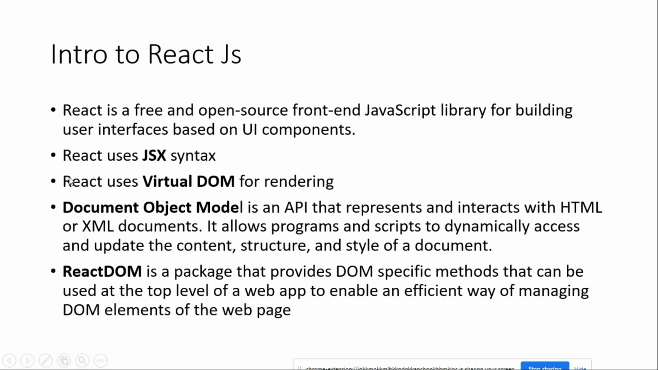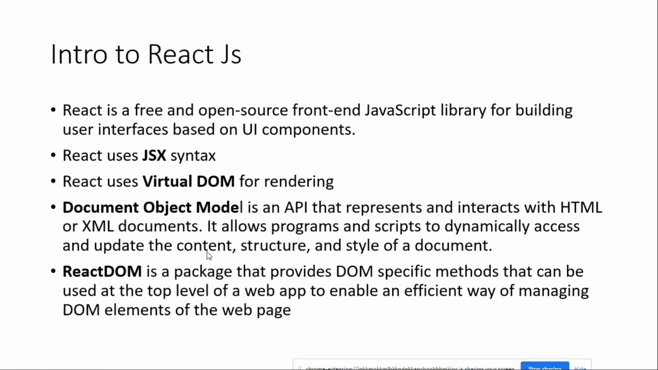Okay, so what's next is virtual DOM. React uses virtual DOM for rendering. What's virtual DOM? We'll talk about this later. But before knowing the virtual DOM, we need to know what a DOM actually is. A DOM is the document object model, which is an API that represents and interacts with HTML or XML documents. It's an API which allows programs or scripts to dynamically access and update the content, structure, and style of a document.